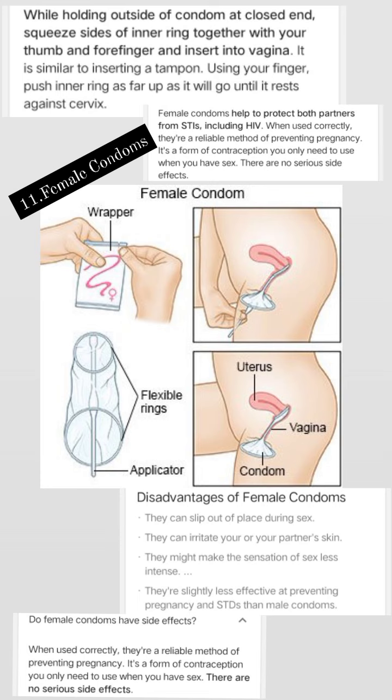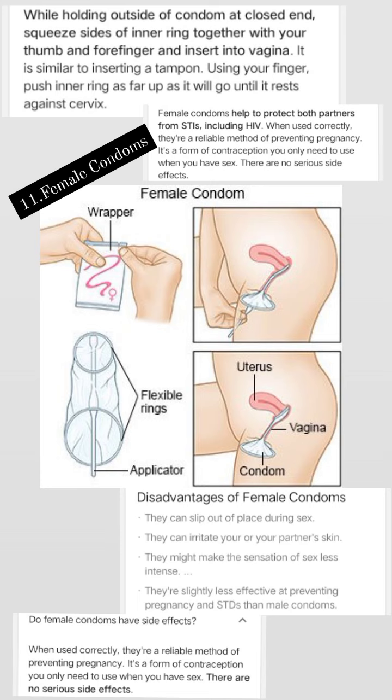Disadvantages of female condoms. They can slip out of place during sex. They can irritate your partner's skin. They might make the sensation of sex less intense. They are slightly less effective at preventing pregnancy and STDs than male condoms. Do female condoms have side effects?